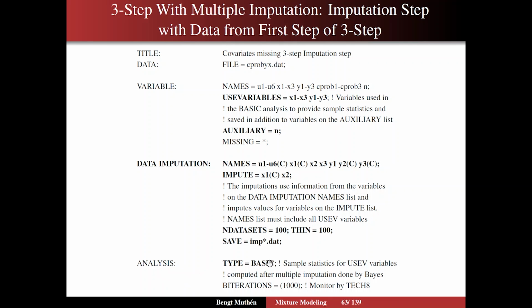So the analysis TYPE is BASIC, sample statistics for the USEVARIABLES computed after multiple imputation done by Bayes. Here you can specify the number of Bayesian iterations referring to the data imputation step, and you can monitor by TECH8. The computation that's done using TYPE = BASIC is done by the WLSMV estimator, after the imputation, computing the sample statistics for the USEVARIABLES.